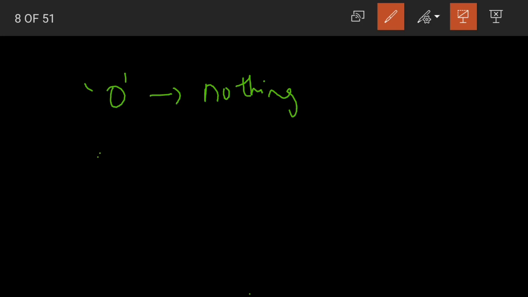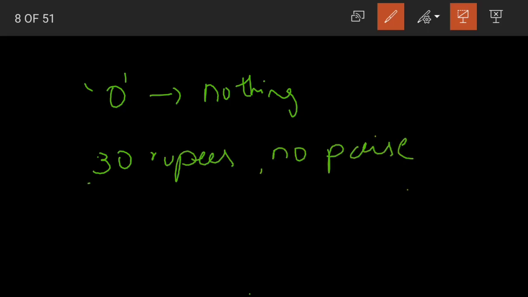In the same way, if I have only 30 rupees, there are no paise. Now how can we write this? We can write it as 30 as it is. Or if you want to write it with a point, after the point you can place just 2 zeros. How many zeros? Place 2 zeros.